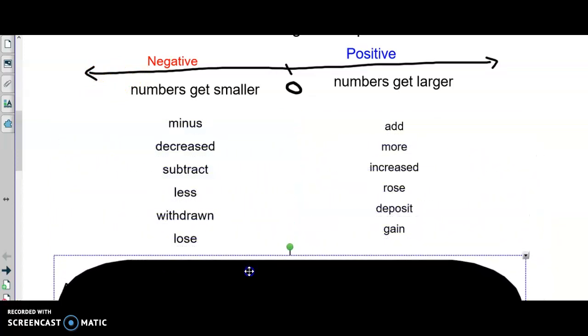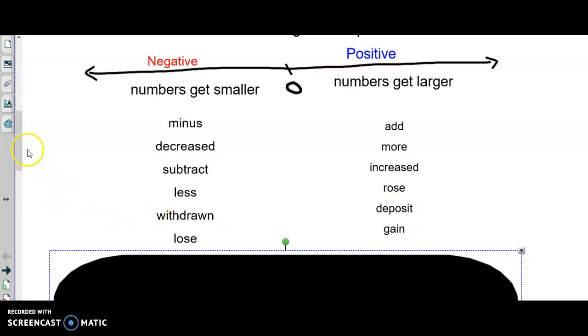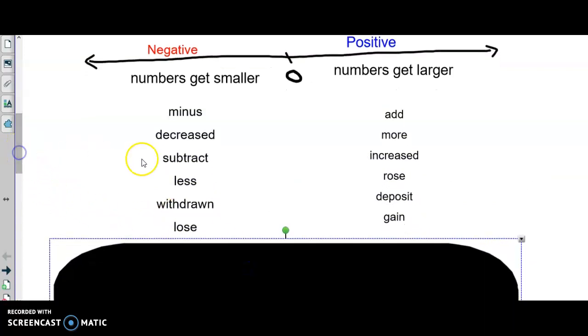So some of the words that you may see that will tell you whether a number is negative or positive. For negative numbers, you might see the word minus, decreased, subtract, less, withdrawn. So like if you withdraw money from the bank, or if you lose money.